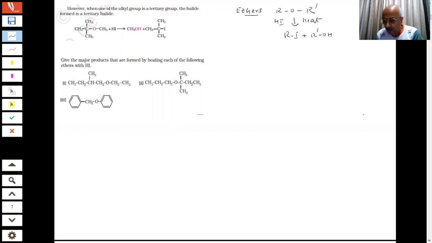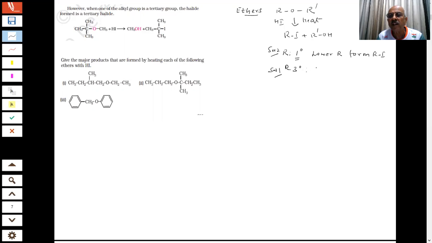We have already told you what type of products these are: which will be alkyl halides and which will be alcohols. Do you remember what we said? If the R group is 1 degree, then the lower R forms RI. And if R is 3 degree, then the reaction mechanism shifts. The 1 degree case proceeds through the SN2 mechanism, and the 3 degree case proceeds through the SN1 mechanism.